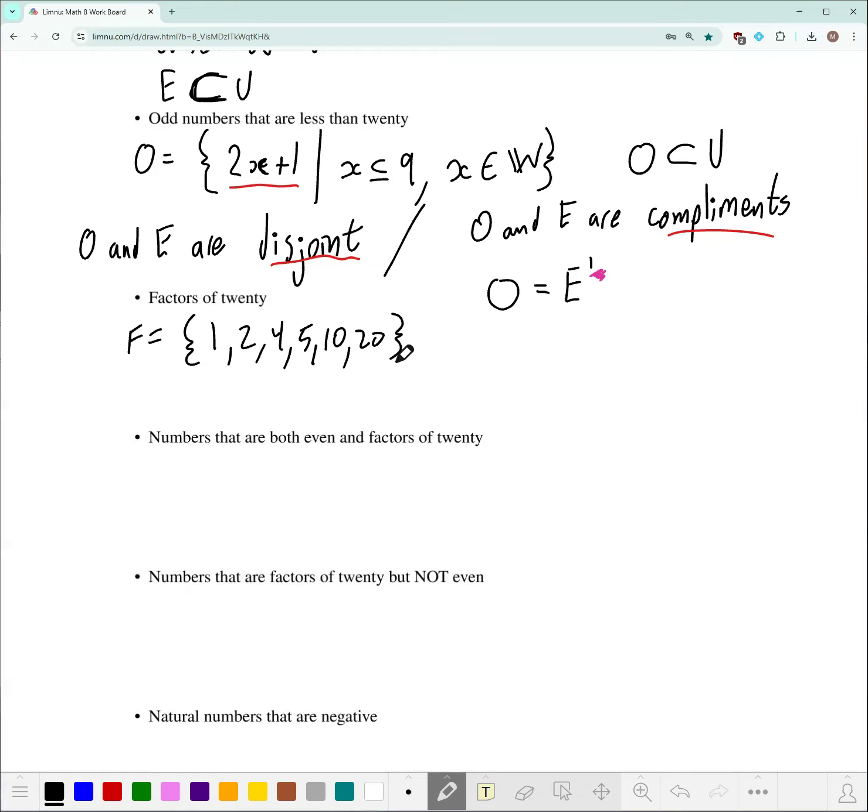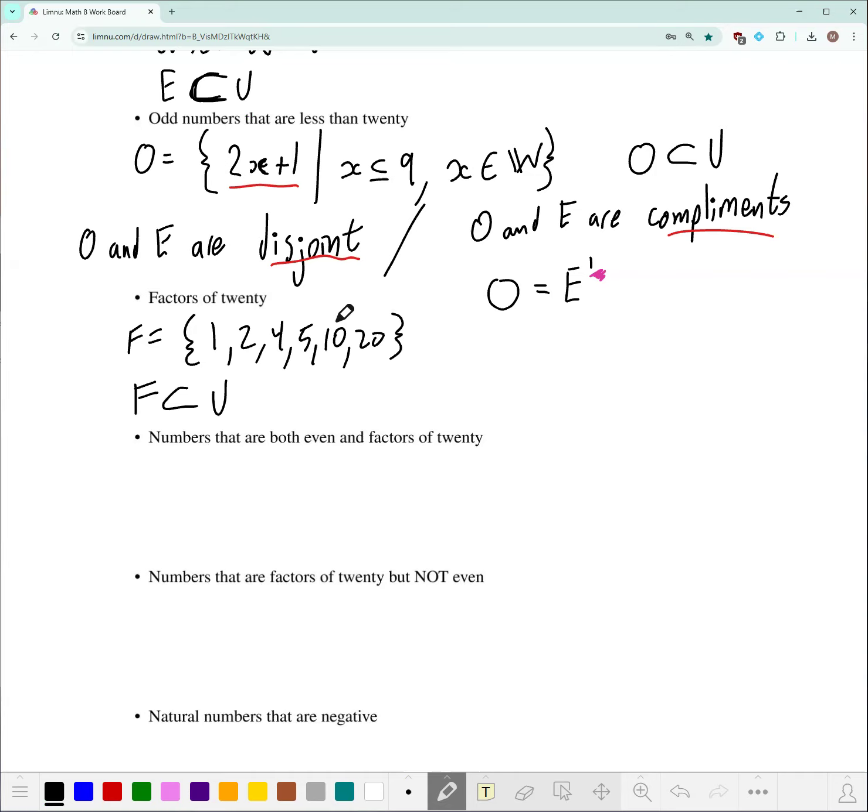Very nice. Now, are there any sets for which F is a subset? And if there is, we should show it in the right way. Well, F does include some numbers that are less than 20, so we can say that F is a subset of U. But there's odd and even numbers, so F is not a subset of either O or E.